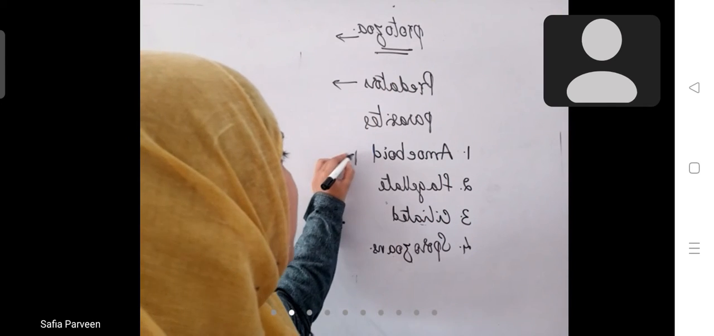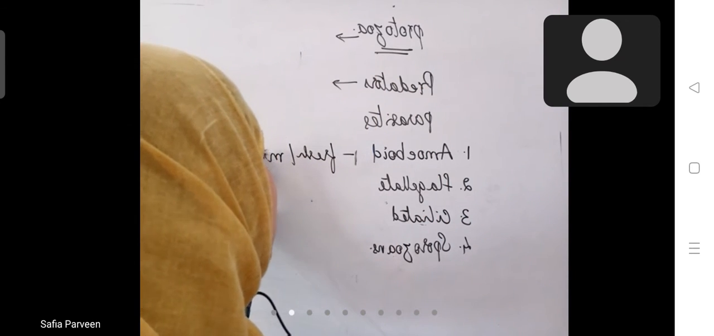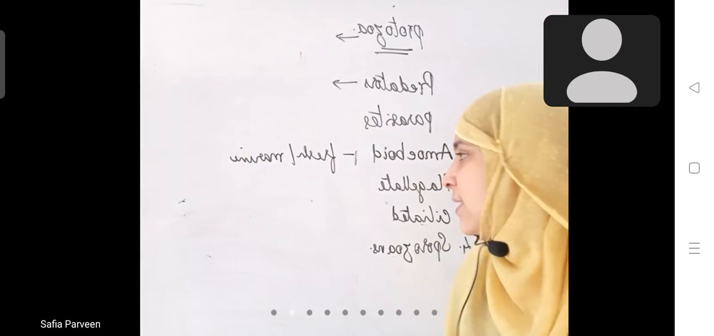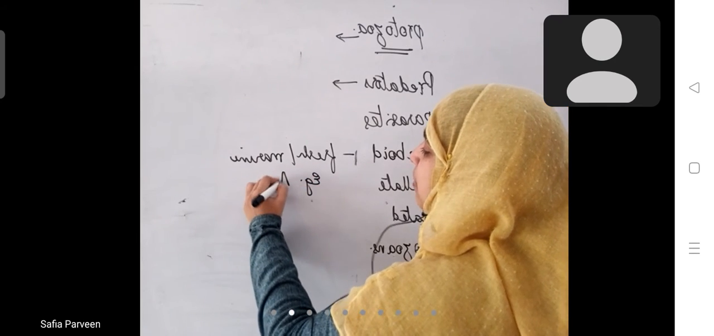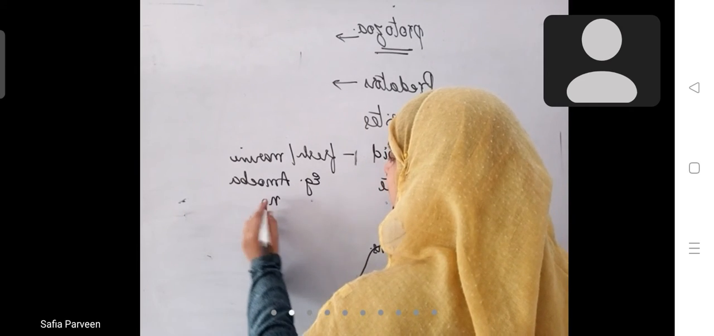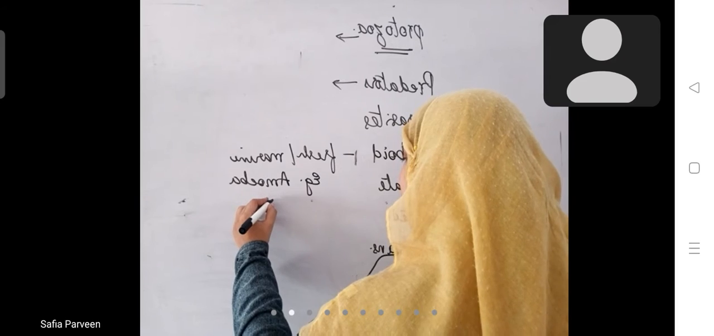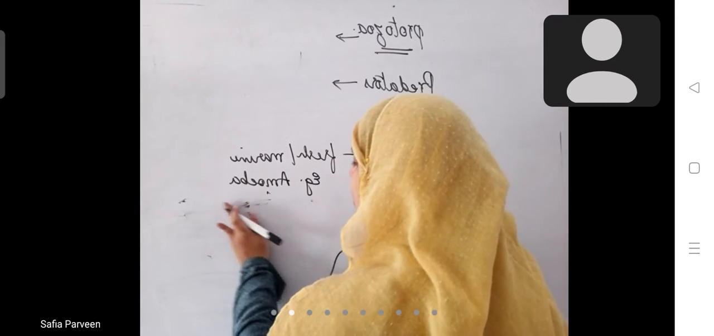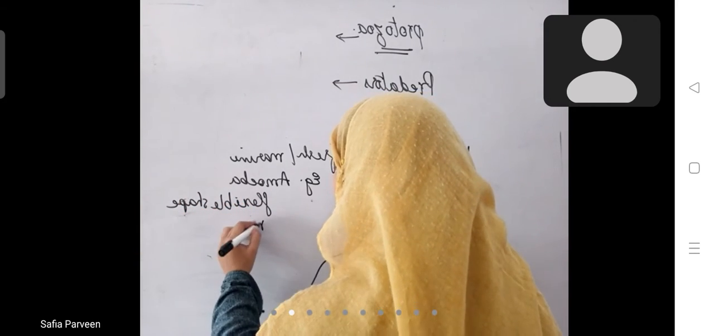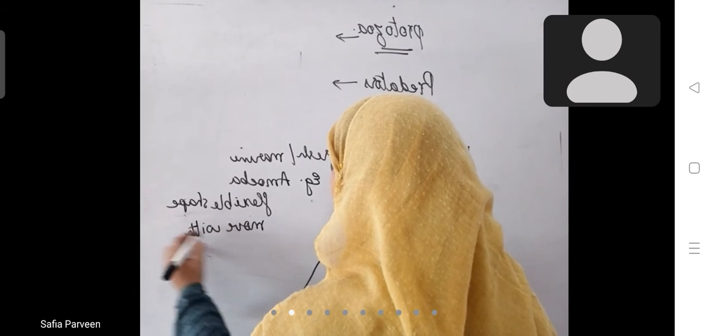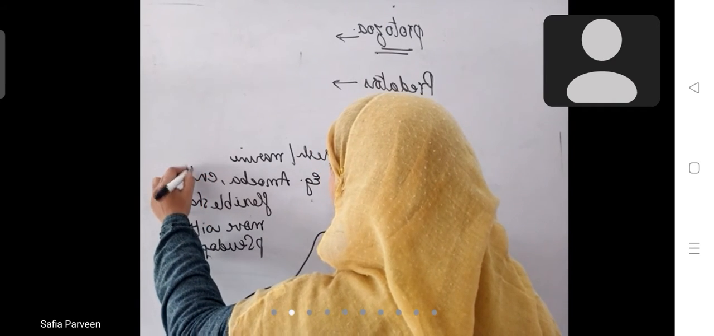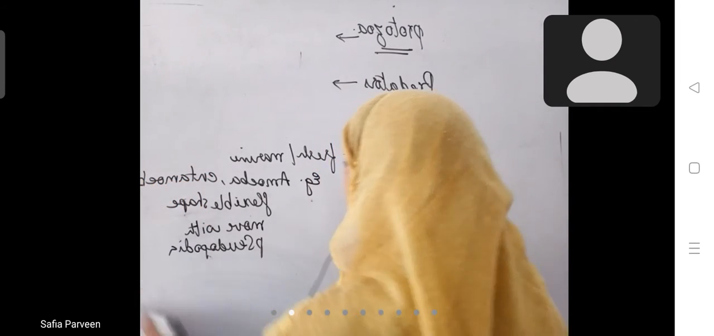First one, amoeboids. They live in fresh water or marine water. An example of these amoeboid creatures is amoeba. By the name itself you can understand they do not have any fixed shape. They are not exactly shapeless; they have a flexible shape. They move with pseudopodia. Examples: amoeba, entamoeba, etc.